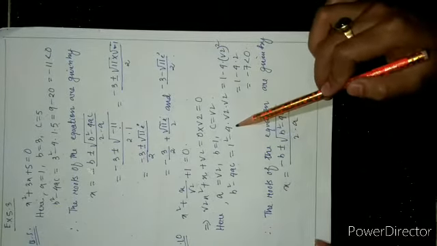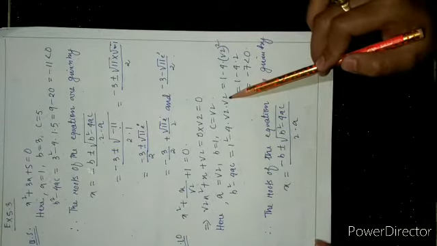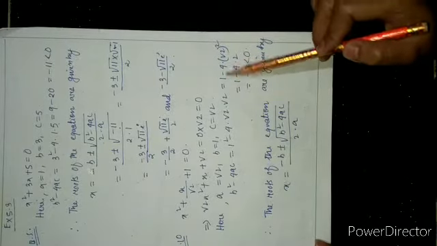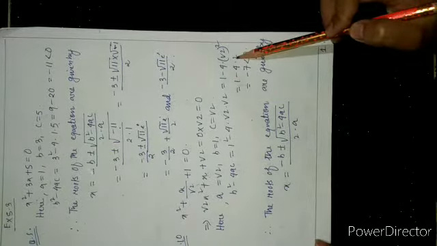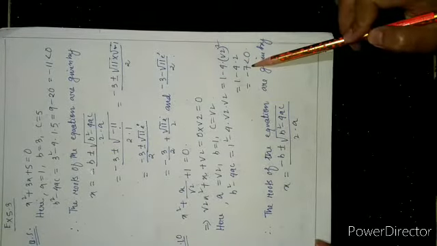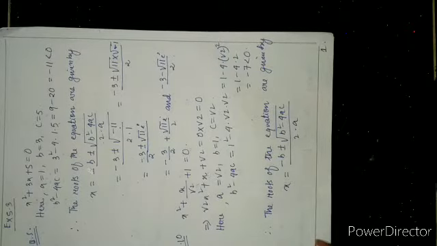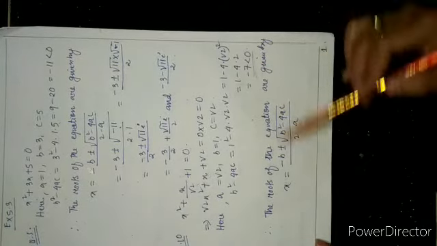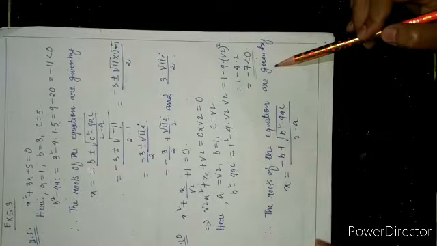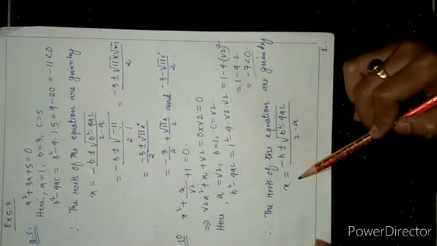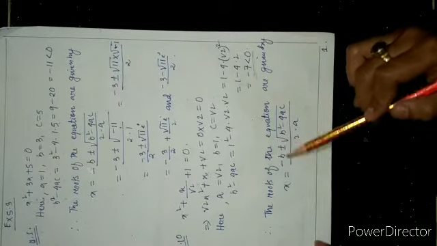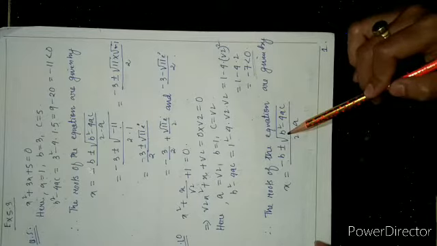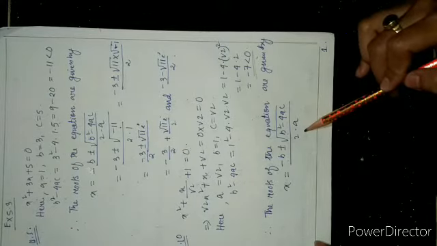1 square minus 4 into root 2 into root 2 is equal to 1 minus 4 into root 2 whole square, which is 2, and their subtraction is minus 7. Minus 7 is less than 0. Less than 0, so the roots are not real numbers. And the roots of the quadratic equation are given by x is equal to minus b plus minus root over b square minus 4ac divided by 2 times a.